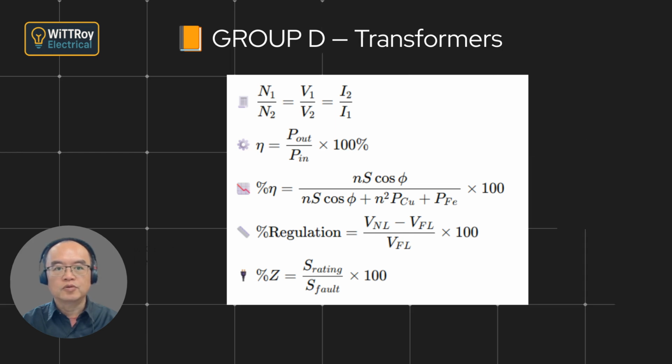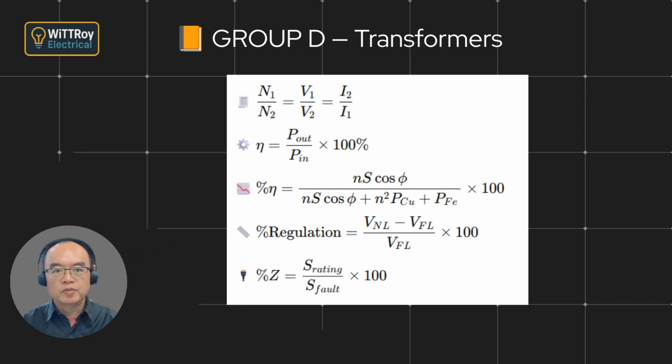Now we go to the first formula in Group D. The formula is N1 over N2 equals V1 over V2 equals I2 over I1. This formula is used to calculate how voltage and current change with the number of turns on the transformer. Now let's explain each symbol. N1 means the number of turns on the primary winding. N2 means the number of turns on the secondary winding.